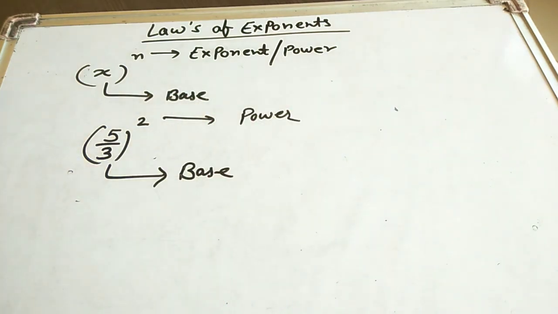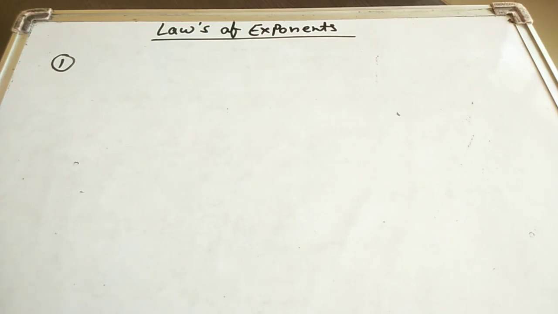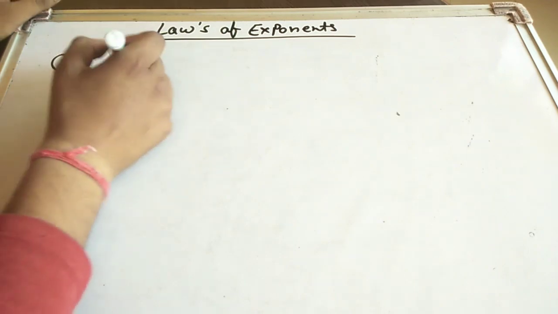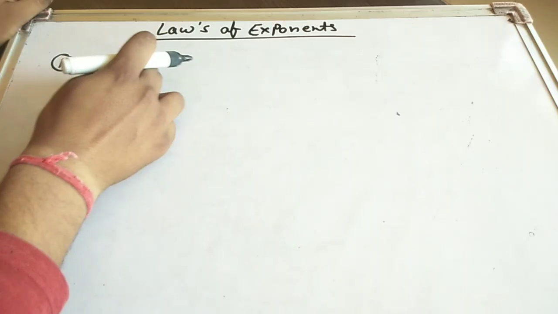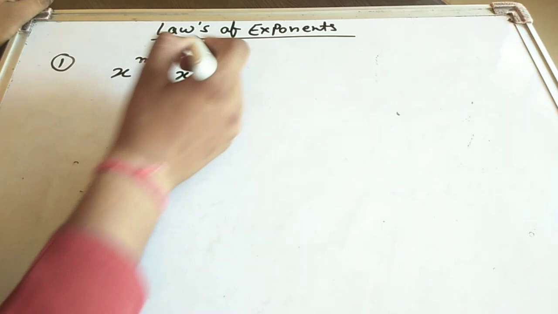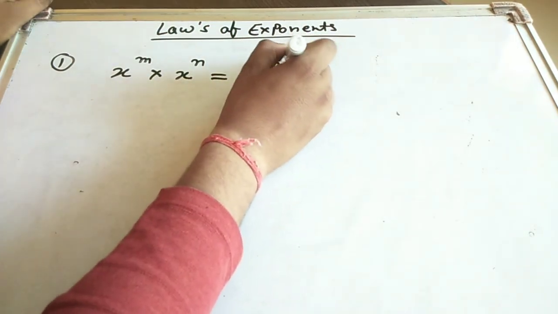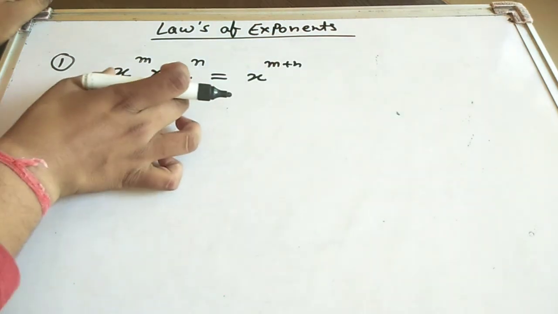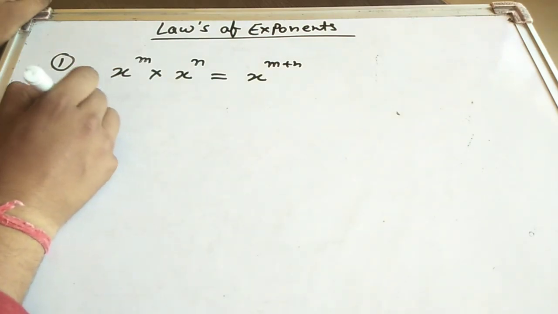Students, when the same bases are multiplied, then the exponents of the base number will be added. Like x is the base, and x to the power m multiplied by x to the power n. The powers will be added, of the same numbers. Understood? Let us take an example.